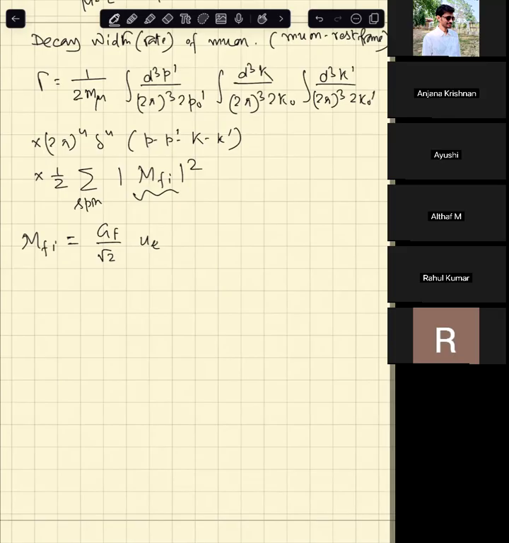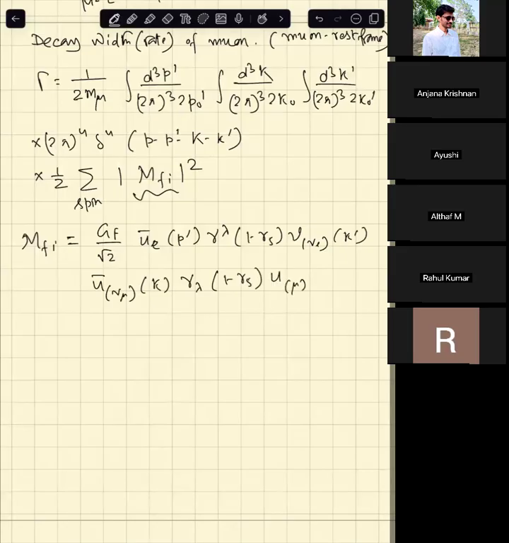So we write down the amplitude here directly. So this is the ū(P′) γ^λ (1 − γ^5), then you have an anti-electron neutrino, so you have a wave function accordingly. So that is the v antiparticle wave function, v_νe as a function of K′, and then you have ū_νμ, which is a function that carries the momentum K information, and the γ_λ (1 − γ^5) u_μ with momentum P.